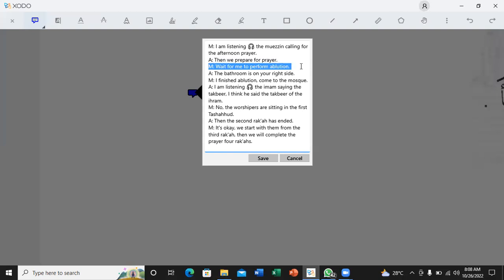Unzur is to look, no? Wait means intazir. Intazirni. I want to perform ablution. Ablution is wudu. Perform, afalu. Ana atawadda. Hatta, until I take ablution. Intazirni hatta atawadda. Yes. Wudu. Okay.